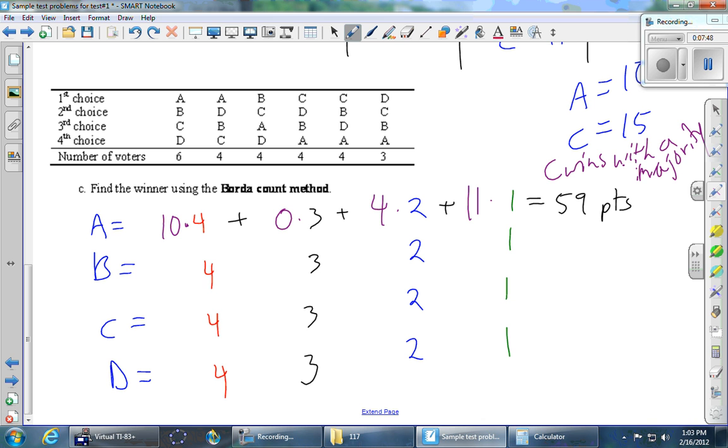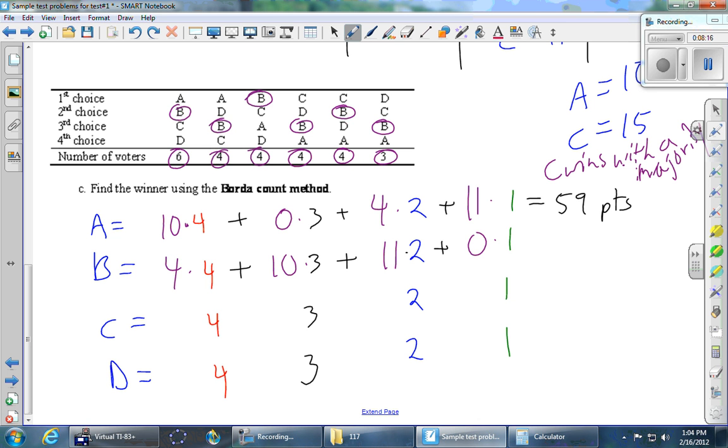Now looking for B. Okay, so first place votes for B. That's 4 of them. Second place votes for B. That's 6 there, and another 4 there. That's 10 total. Third place votes for B. 4, and another 4 is 8, and another 3 is 11. And then finally, last place votes for B. There's none. So we'll crunch all these numbers and multiply. 16 and 30 is 46, and 22 is 58. So at the moment, A is on top.